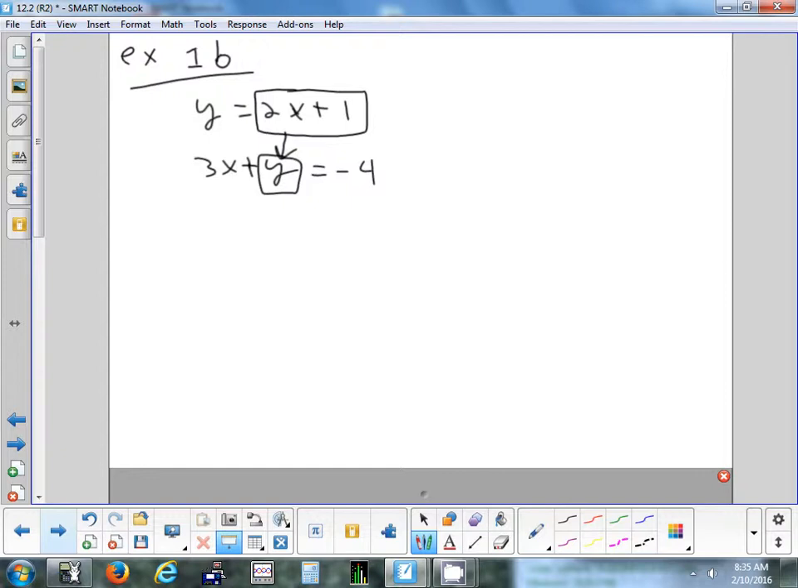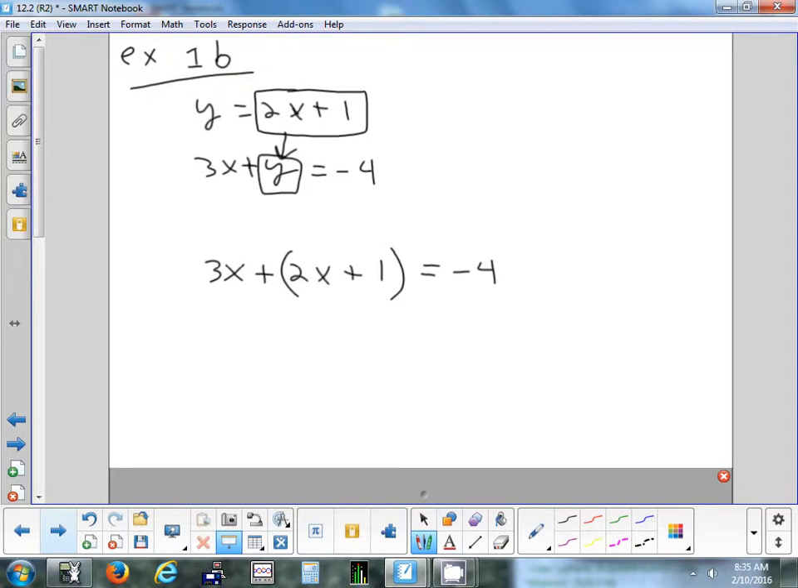Okay. So now we're going to rewrite that bottom equation, filling in for y. Who can tell me what I'm going to fill in for the y? I'm not going to write y. I'm going to fill in 2x plus 1. So we have 3x plus 2x plus 1, but we substituted in, equals -4.